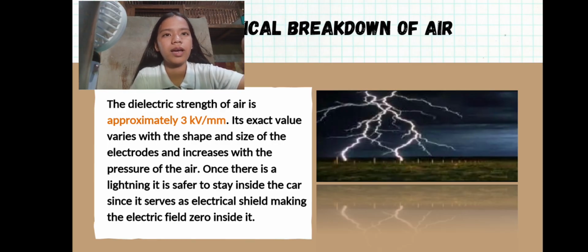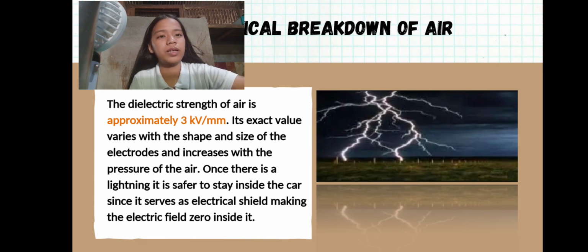Once there is lightning, it is safer to stay inside the car since it serves as an electrical shield, making the electric field zero. The metal body of the car acts as an electrical shield. When lightning strikes, the electric charge stays on the outer surface of the car's metal, and the electric field inside the car becomes zero. That's why people inside the car are safe. The lightning doesn't pass through them. So if, for example, there is lightning, it is safer to stay inside the car.